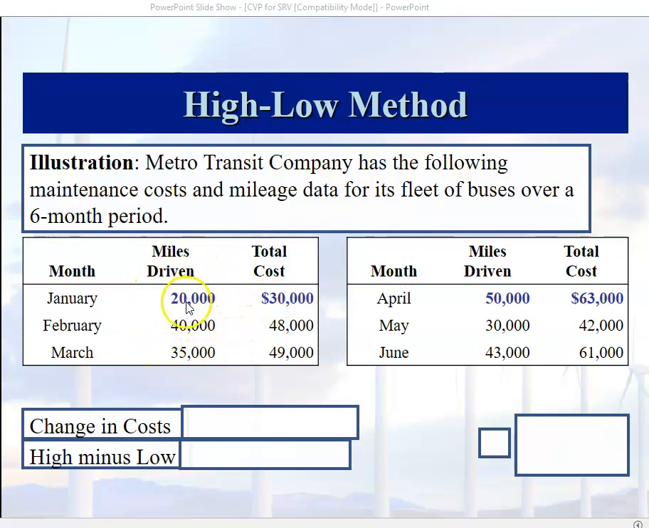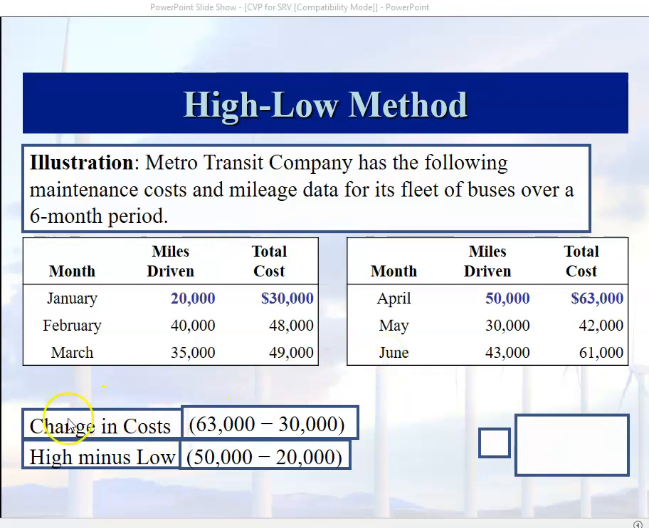We also have miles driven. Looks like it ranges from 20,000 to 50,000, and usually these months will be the exact same. If not, there's some kind of a problem. Okay, so we're going to focus on this low month here of January and this high month here of April to do our high-low method calculation for variable costs. And again, if you look at the numbers, you can tell, if you have any knowledge of math at all, that fixed costs are higher for the lower volume months, right? So if you think about this, 20,000 miles, $30,000 cost here, but look over here, it only went up 13,000. But we're gonna get more specific than that, okay?